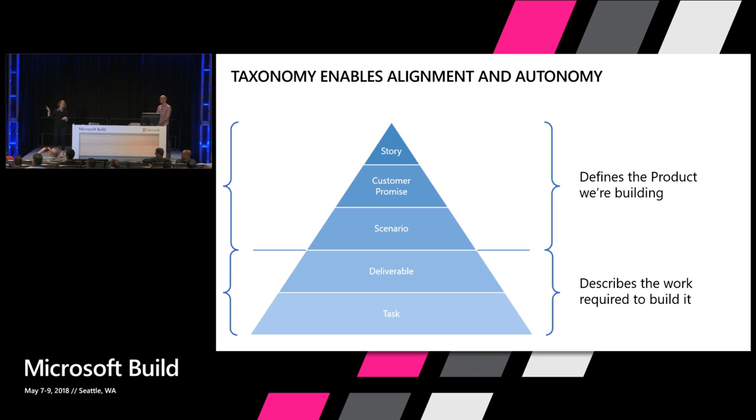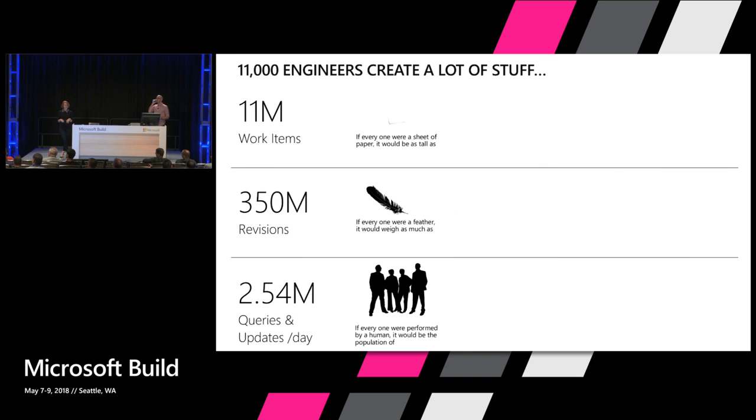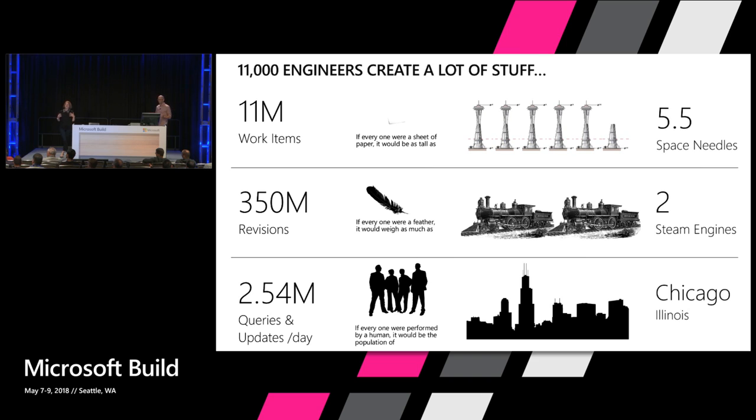And that taxonomy helps us keep focused on which work is laddering up to the big thing we're trying to do in N period of time, through to what's the stuff the team just needs to churn on. Because it is the case that when you have 11,000 engineers working in one work management system, it creates a ton of work items. It creates a ton of stuff.